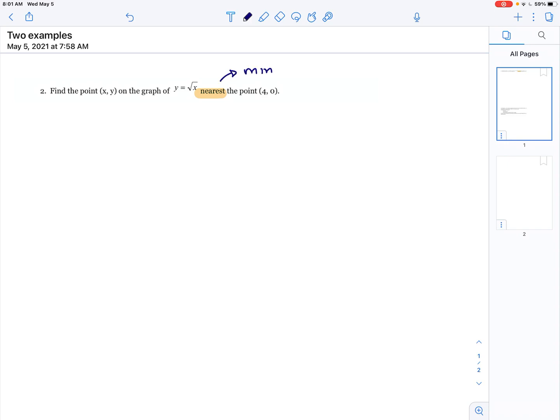minimum distance. So if you can kind of suss that out of the question, you'll know what formula you have to look for. And what's constraining this question is that it's nearest to a graph, so it's nearest. This is going to be the constraint.